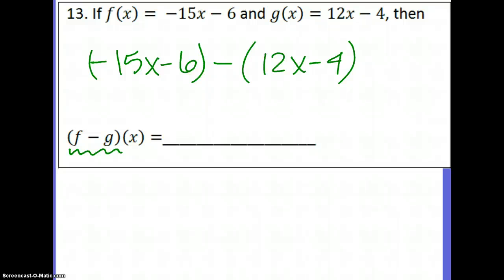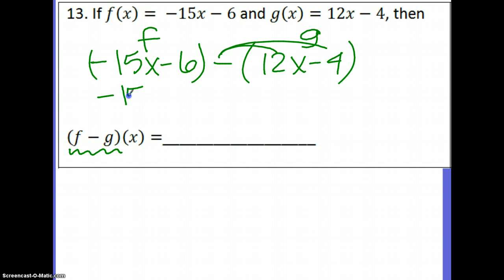This is the second part of the review video for test 7. This is question number 13. It says we're subtracting g from f, f minus g. So I've written out f minus g. The most important thing you need to remember is to distribute the negative.